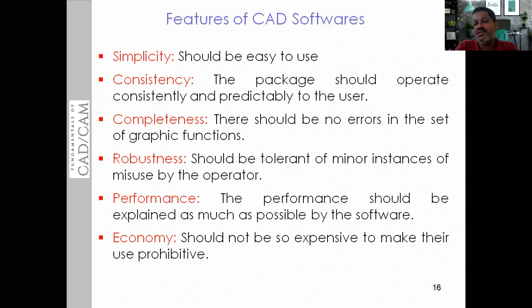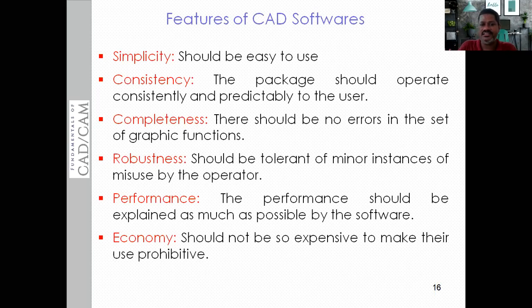For example, if you get 90% in 10th class, and even in diploma you get 90%, and even in engineering you get 90%, that is called consistency. So this software must also have the feature of consistency.